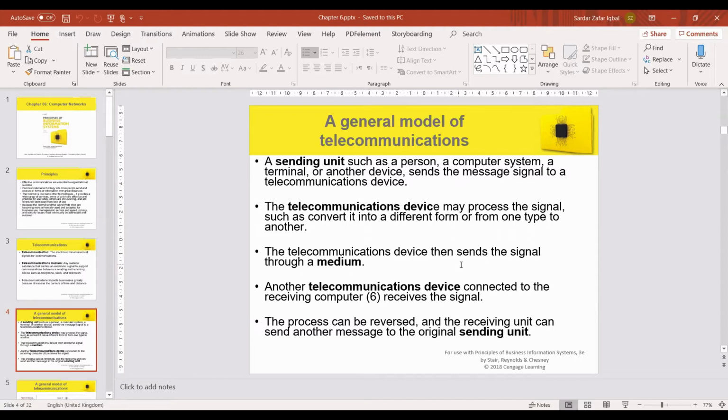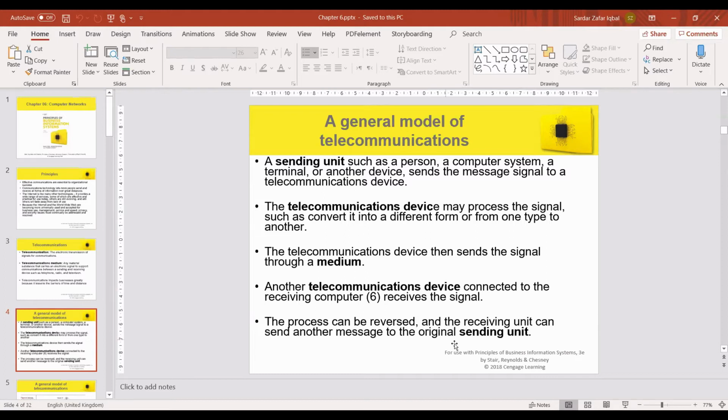The telecommunication device then sends the signal through a medium, through wire, through tower. It will send the signal to another telecommunication device which is located at the destination. So the same mechanism will be performed at the destination as at the sender. Okay?